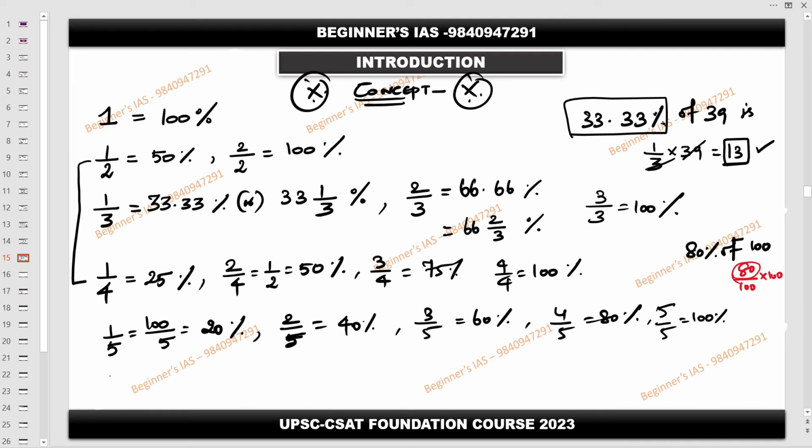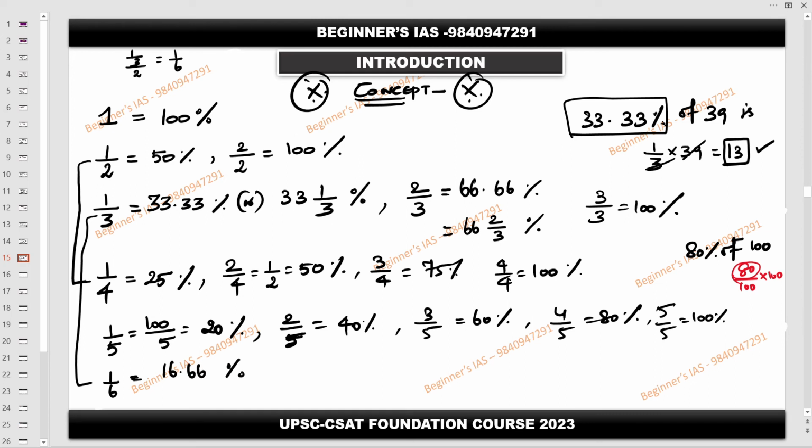1 by 6. So I am doing it here itself. Now listen carefully. If you divide 1 by 3 with 2, you will get 1 by 6. Yes or no? 1 by 3 divided by 2 is nothing but 1 by 6. So therefore divide that 1 by 3 value, 33.33, and obviously you will get the value as 16.66 percentage.